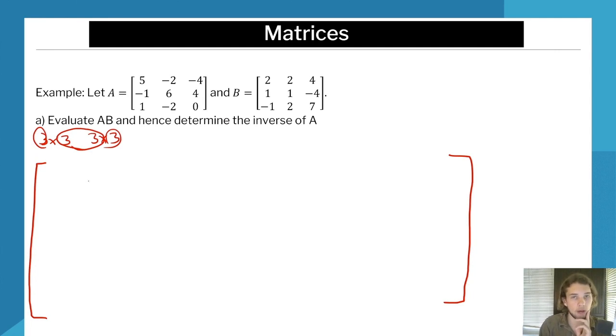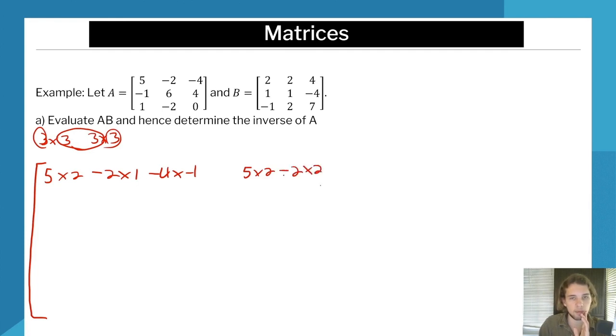So let's look at row 1, column 1. What is the value of row 1, column 1? So we get row 1 of A and multiply by column 1 of B. So that's 5 times 2, minus 2 times 1, minus 4 times minus 1. Now we're probably going to need even more space than this. We'll leave it open. So then row 1, column 2. So we do row 1 of A times column 2 of B. So 5 times 2, negative 2 times 1, negative 4 times 2. Now over here we're doing row 1, column 3. So row 1 times column 3.